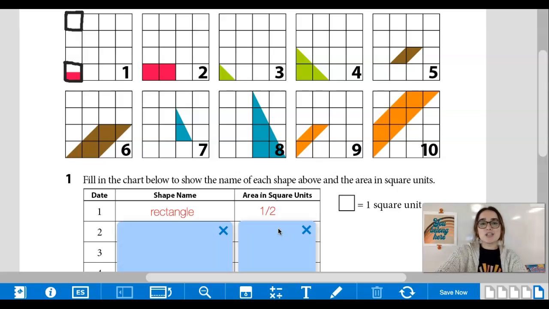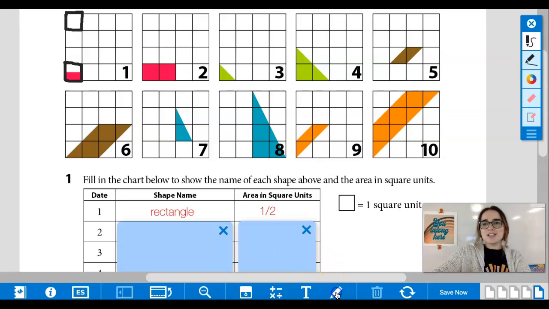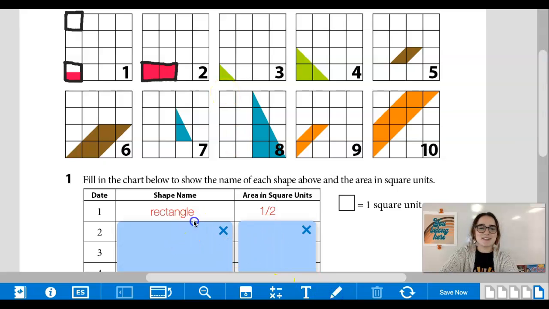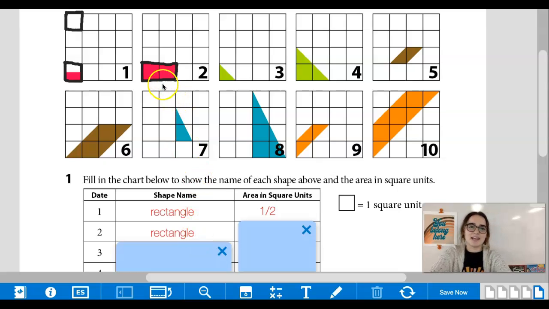All right, let's look at shape number 2. Shape number 2 is right here. What shape do we think that is? This shape is also a rectangle. And if we look at the area, this rectangle is taking up 2 square units. So our area is 2.